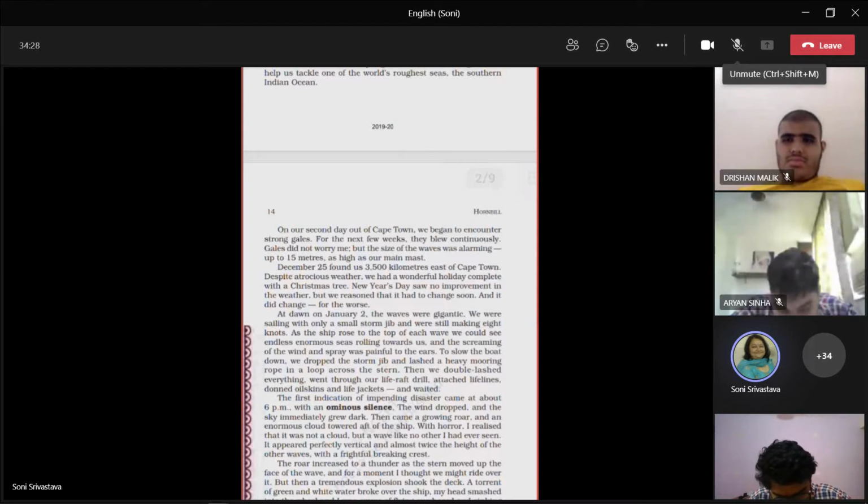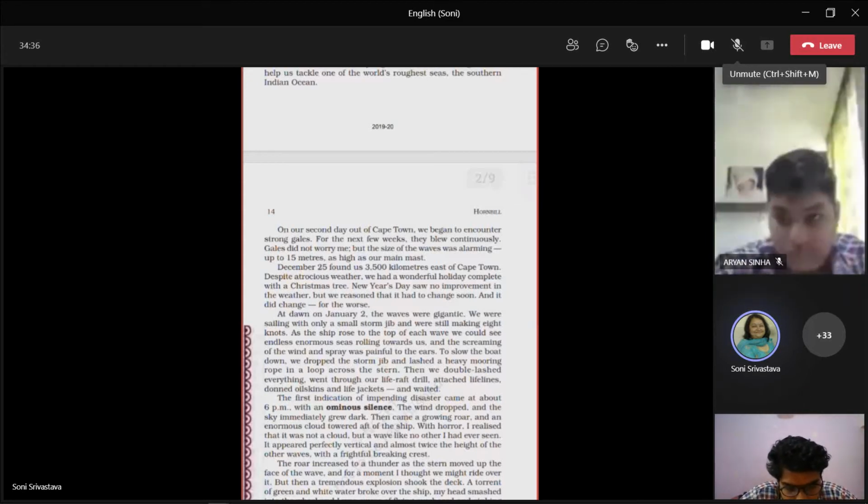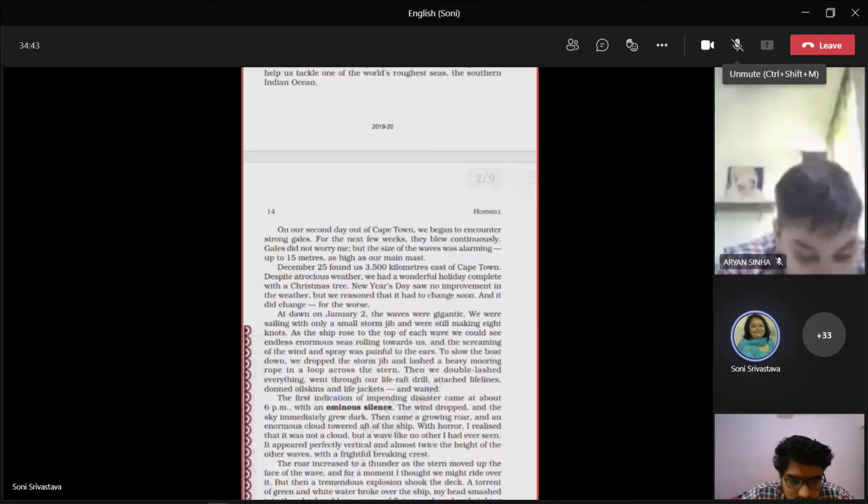Gales did not worry me, but the size of the waves was alarming, up to 15 meters, as high as our main mast. Imagine if I would have been there. I am so scared even of the shower which opens in the washroom, and I go breathless. If I see that, I'm just going to collapse. Anybody who has got fear of water, it is scary. Trust me.